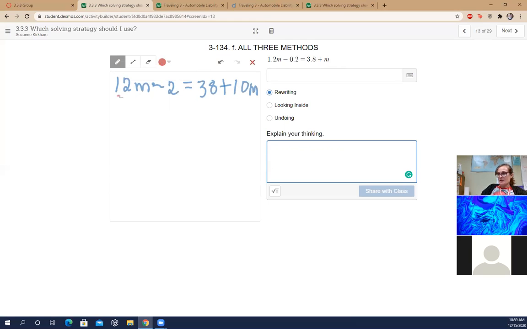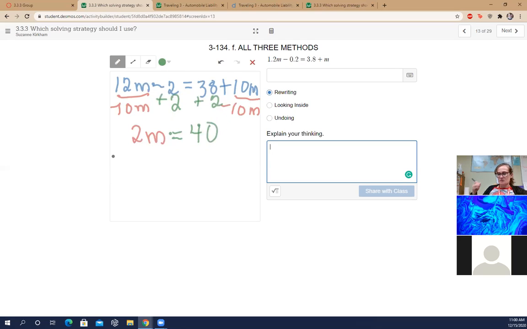Now we're ready to combine like terms. Let's start by combining the m's. We've got a 12m on one side and a 10m on the other side. Since the 10 is smaller, I'm going to subtract 10 from both sides. So minus 10m. 12 minus 10 is 2. Now I'm ready to work with the 2 and the 8. So negative 2 and a positive 8. I'm going to add 2 to both sides. So plus 2. 38 plus 2 is 40.